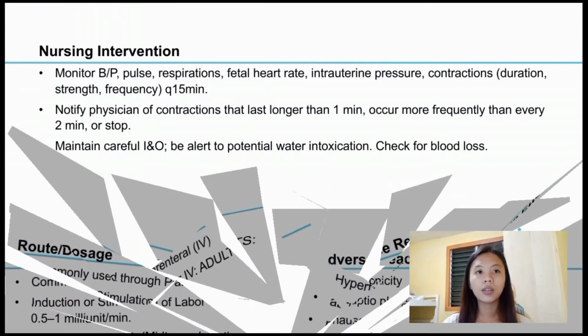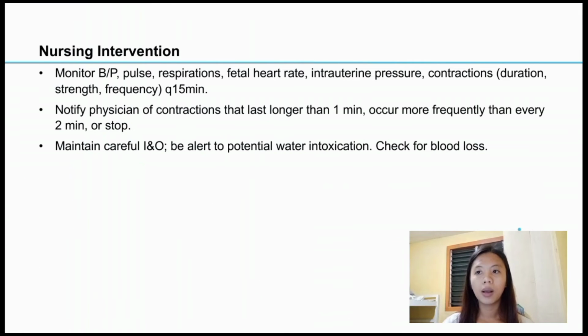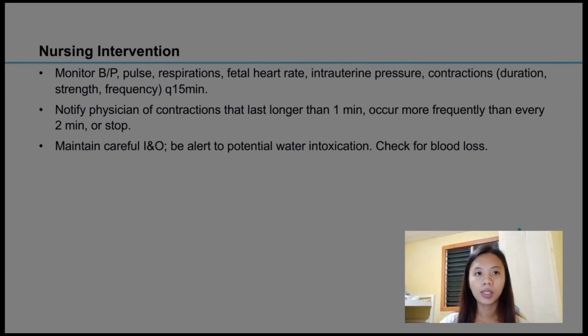For the nursing intervention, monitor the blood pressure, pulse, respirations, fetal heart rate, intrauterine pressure, and contractions, including duration, strength, and frequency, every 15 minutes. Notify the physician of contractions that last longer than 1 minute, occur more frequently than every 2 minutes, or stop. Maintain careful input and output, be alert to potential water intoxication, and check for blood loss afterward.